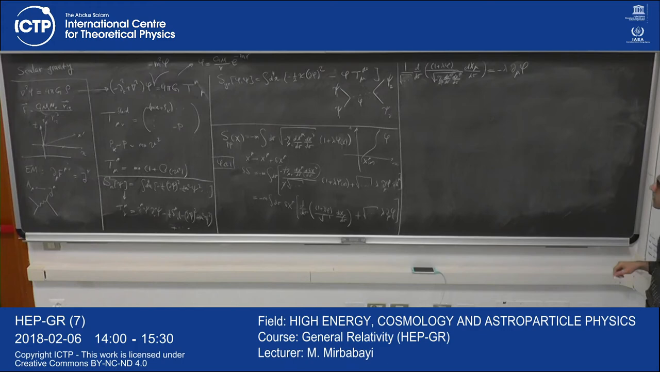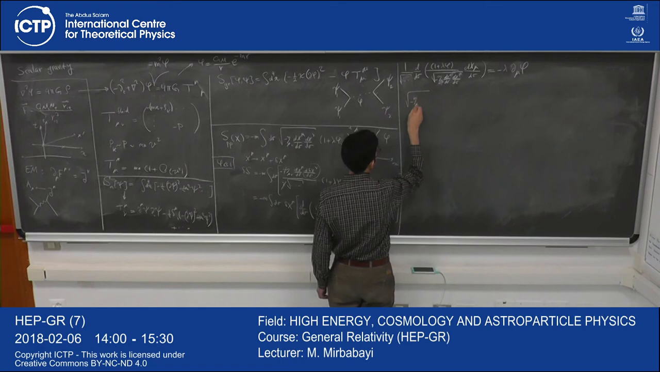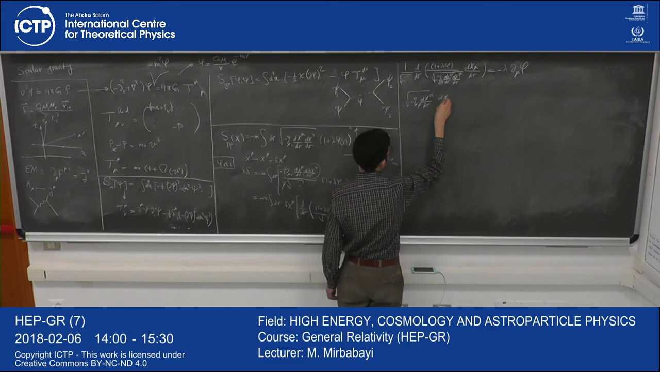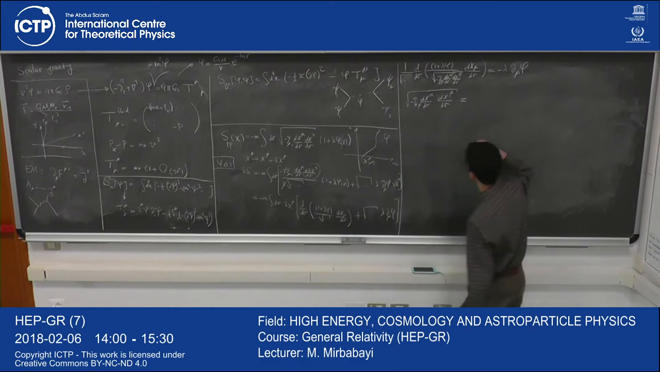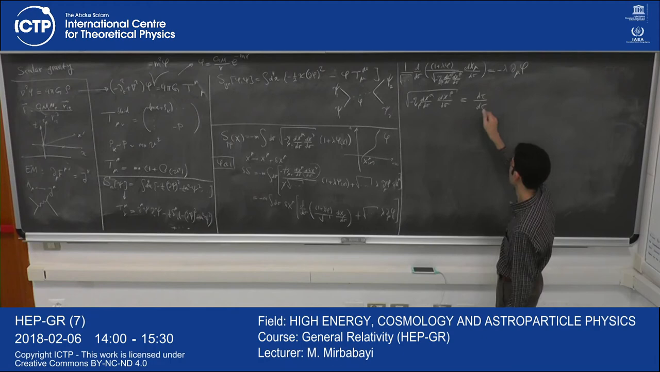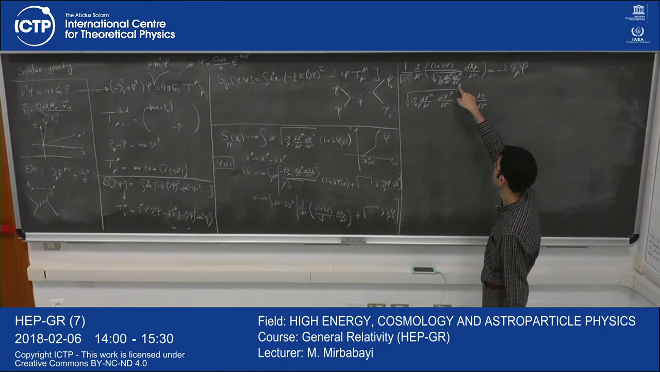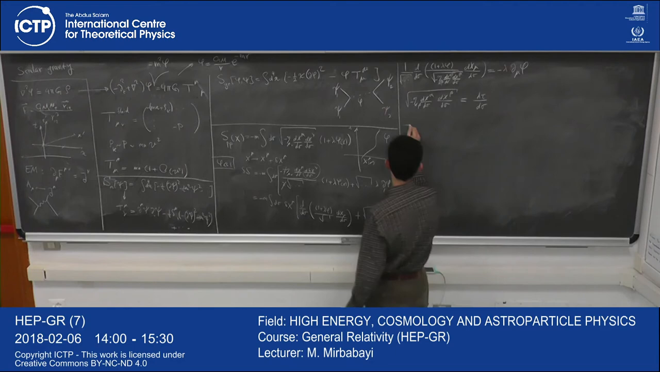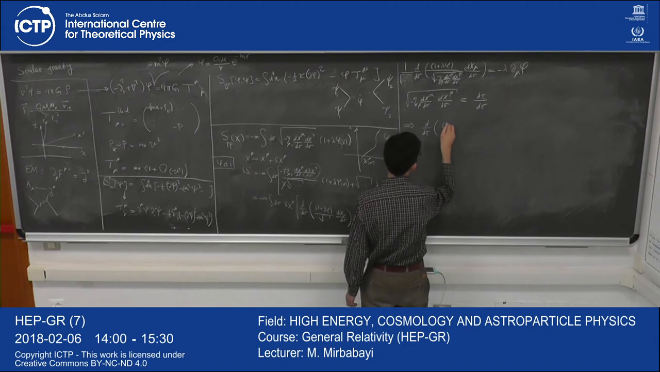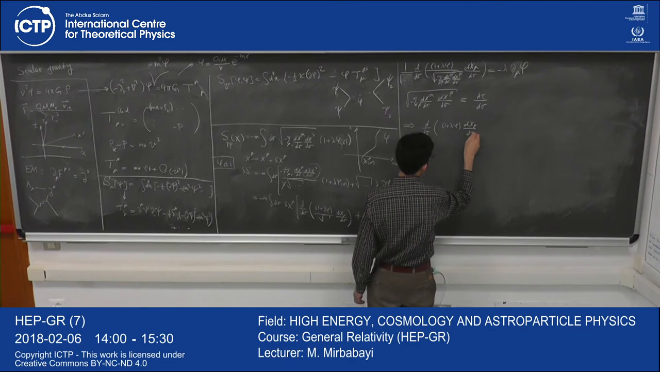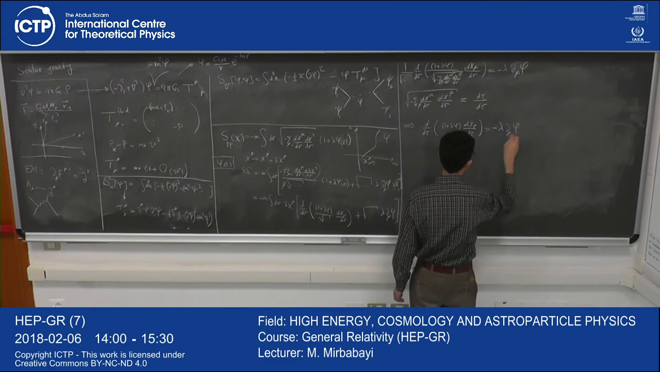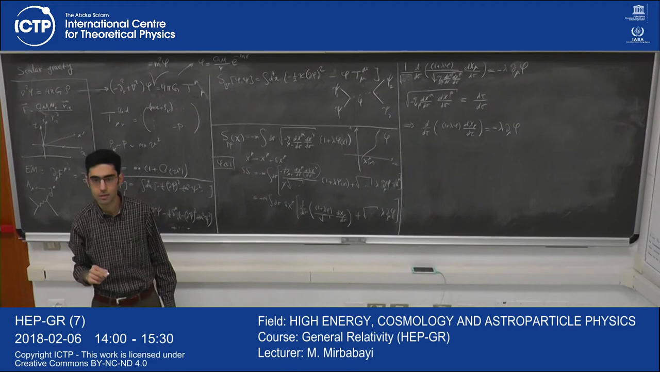Okay, then we remember that minus eta_{alpha beta} dx^alpha/d sigma dx^beta/d sigma under the square root is nothing but the derivative of the proper time with respect to the parameter of the length. So if I use that, this derivative with respect to sigma will turn into a derivative with respect to tau, so I get d/d tau of (one plus lambda phi) dx^mu/d tau is equal to minus lambda d_mu phi. Hopefully the sign is correct. Is the sign correct? Yes.